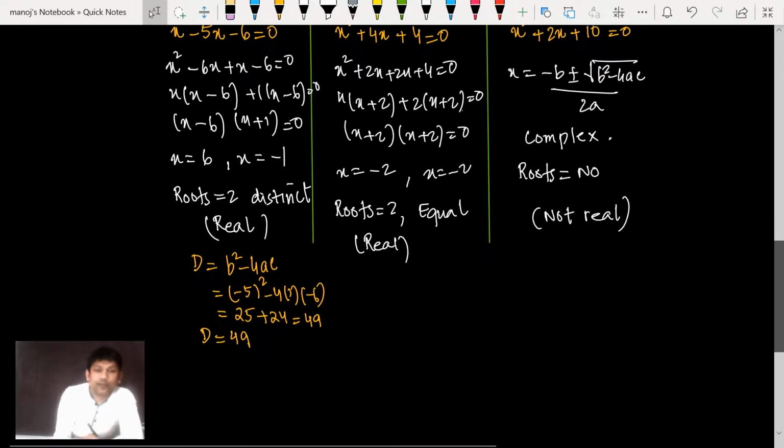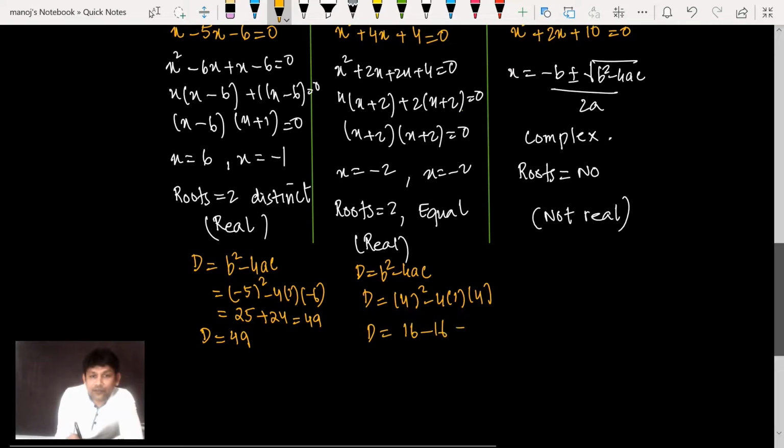Okay, I want to use this here. D is equal to b square minus 4ac, and I want to find the result. So D is coming 4 square minus 4 times 1 into 4. I'm using this equation here, and D is coming 16 minus 16 equals 0. It means D is coming 0.